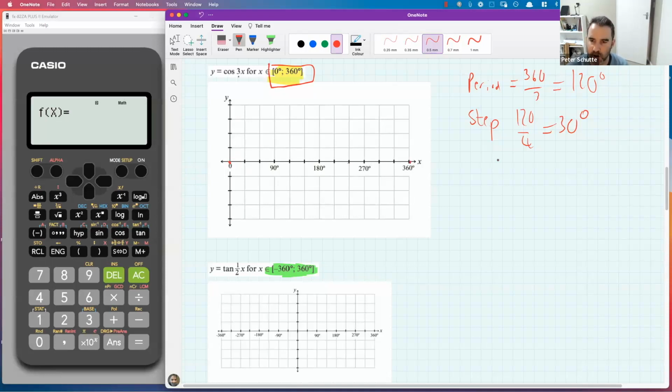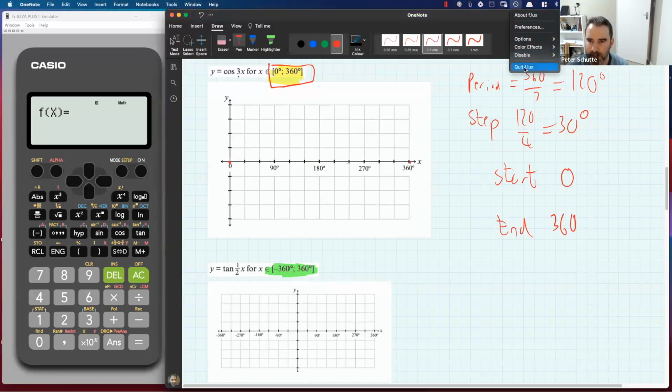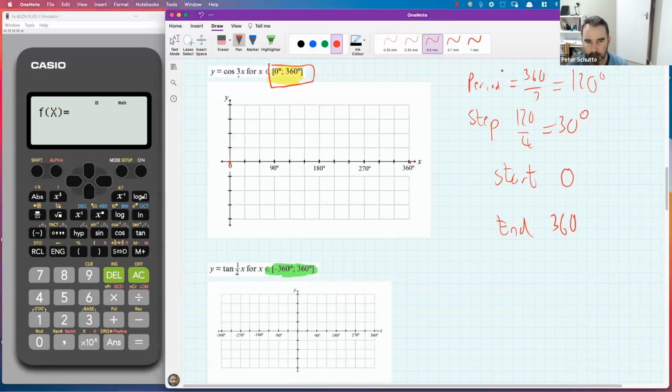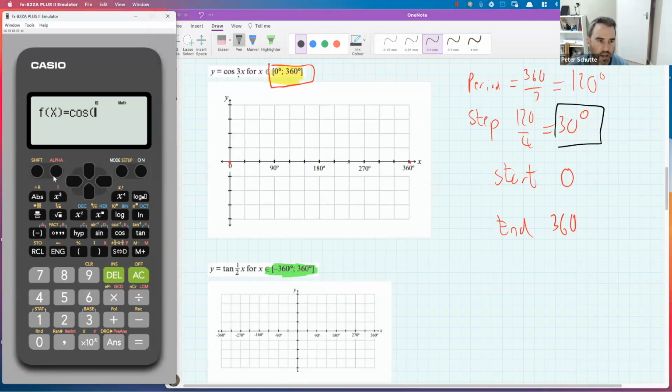So when we put that into our calculator, you can even write here, start 0, end 360, and then we've got this thing called the step size. How do you feel about finding the step size? Oh yeah, I understand that part, sir. Okay, so you've got your key numbers. So now what's left is to put this in your calculator. So we go cos. Now I then go 3, and then I have to hit the alpha button so that I get the x to come out, and then I close it. How are you with that bit?